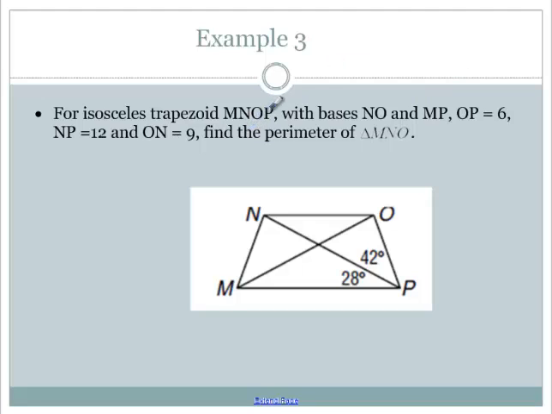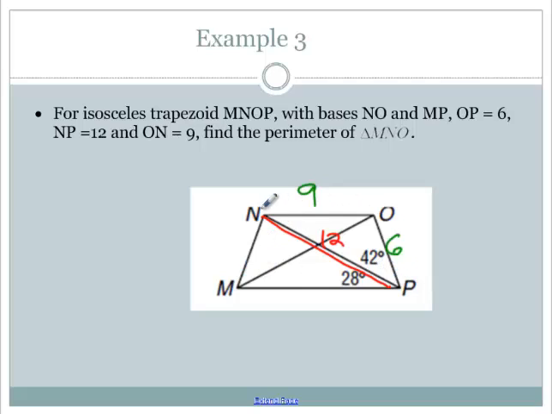Same picture, but we're going to solve something different. Same bases, NP, this diagonal here, is 12. We know ON is 9. I want to find the perimeter of triangle MNO. Oh, and I missed, OP is 6. So MNO is this triangle here on the left.